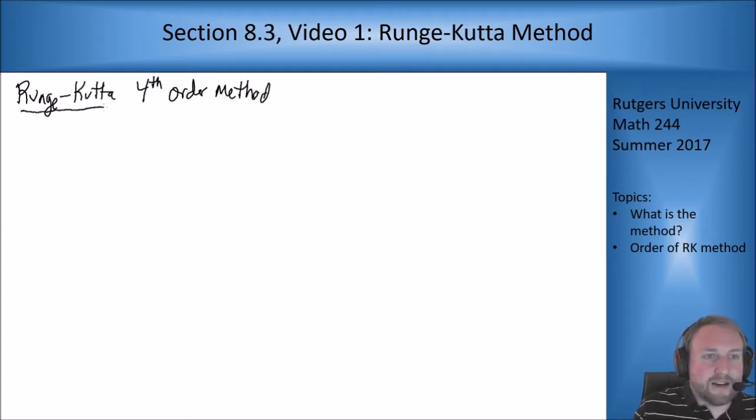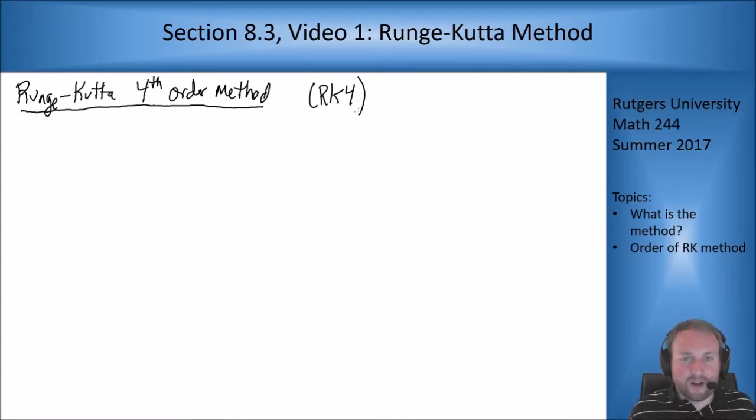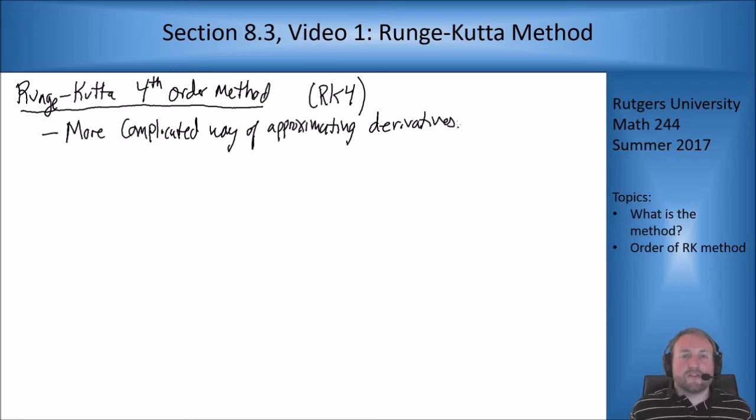And I've seen this written several different ways. You can talk about it as the Runge-Kutta method. I've also referred to it as just RK4, Runge-Kutta fourth order method, so that you know what it is, what order it is, and how it all works. Basically, this is just a more complicated way of approximating these derivatives. If you look through the book, you can sort of see how it's all put together, right?